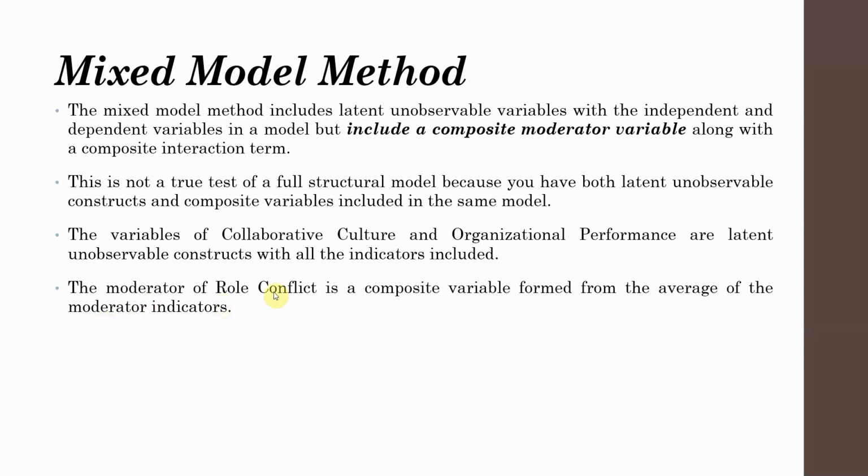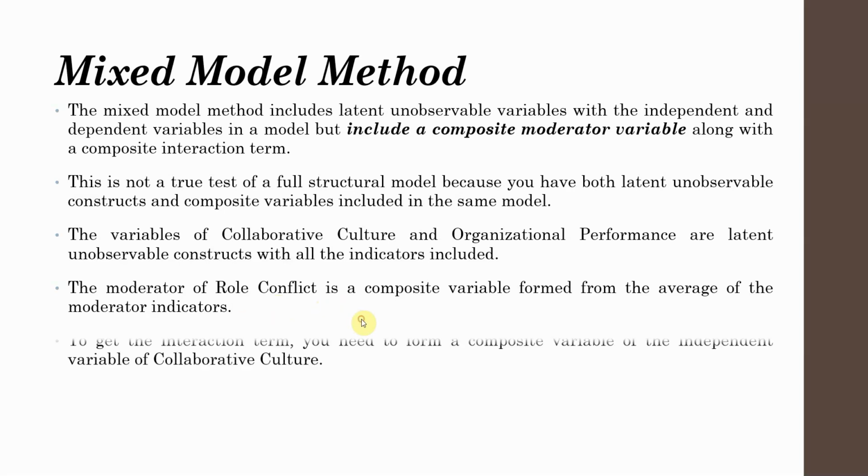The moderator role conflict is a composite variable found by the average of the moderator indicators. Now the indicators are averaged, and then you get your composite variable of role conflict. To get the interaction term, you simply form the composite variable of the independent variable, collaborative culture, as well. Then obviously you multiply both of them, that is your role conflict and your composite variable collaborative culture, but both should be mean centered first.